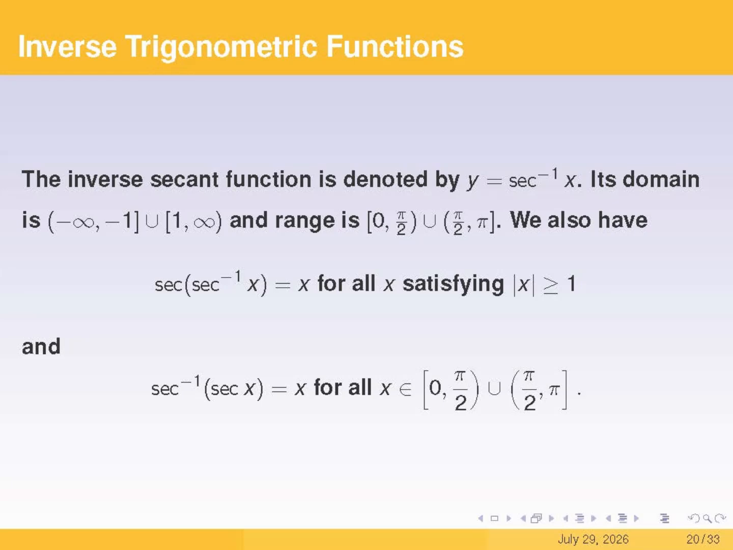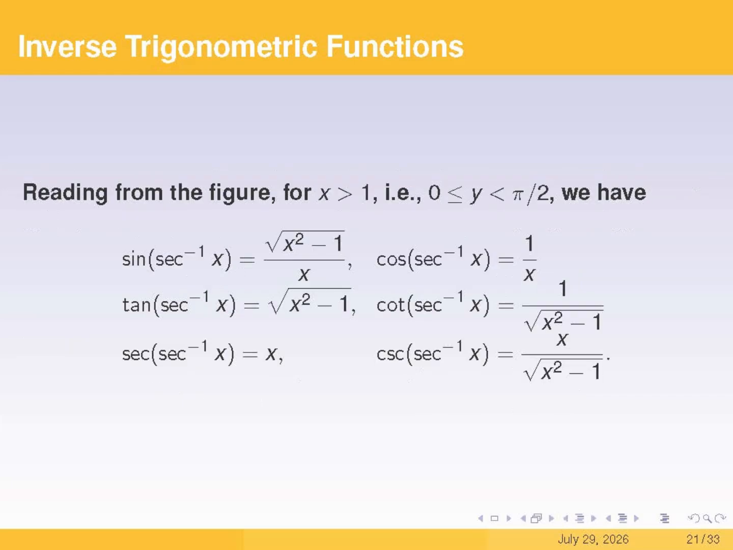equal to 1. For the composite function on the last line, the variable x comes from the domain of the original secant function, which is the union of two half-open intervals excluding pi over 2, specifically the half-open interval from 0 to pi over 2, union the half-open interval from pi over 2 to pi, as displayed on the screen.